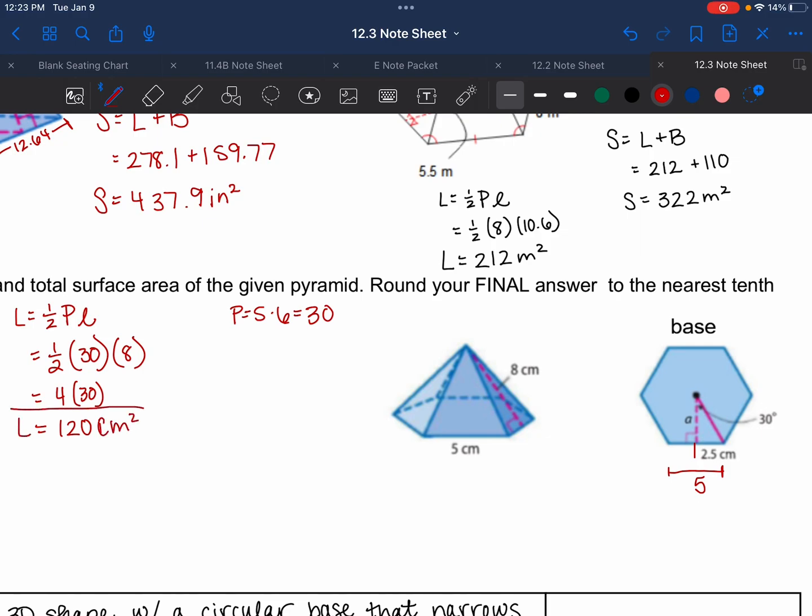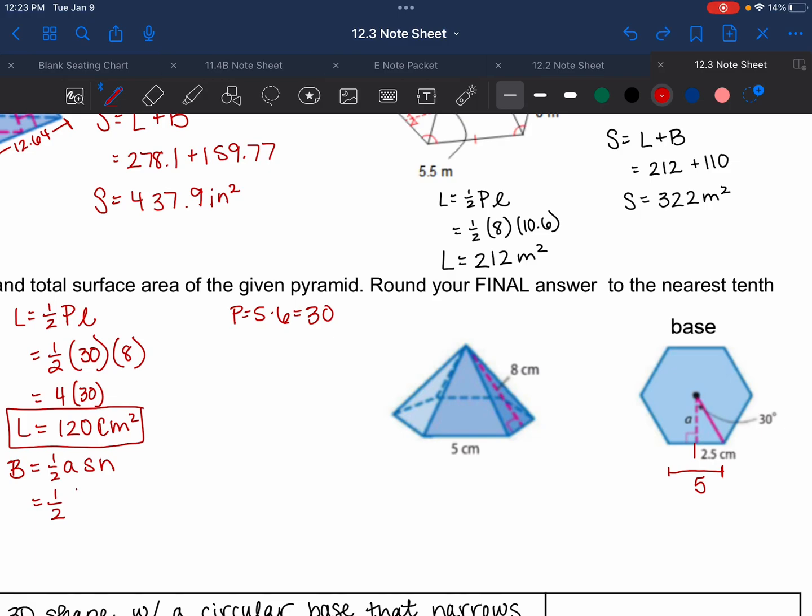Okay, so that's one thing we're asked to find. And then we're also asked to find the base area. So the base is a regular hexagon, so it's 1/2 times the apothem times the side length times the number of sides. We don't know the apothem.